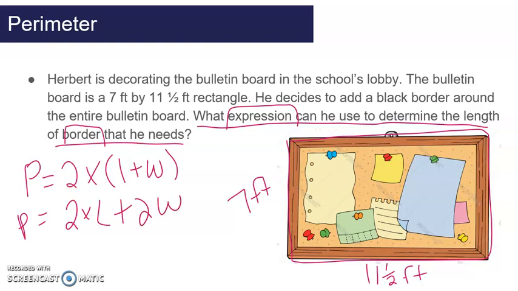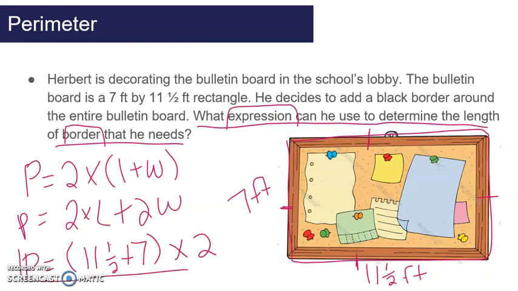So in this case, I'm just going to add all 4 sides, but since in a rectangle, opposite sides are congruent, they are the same. So in this case, I could actually just take my 7 and multiply that by 2. Another way I could do this is this 11.5 is also the same as the one across, 7, 7, 11.5, and 11.5. So I can actually take both of these and add those. So I can take 11.5 plus 7 and multiply that by 2. Okay, so this is one of the expressions.